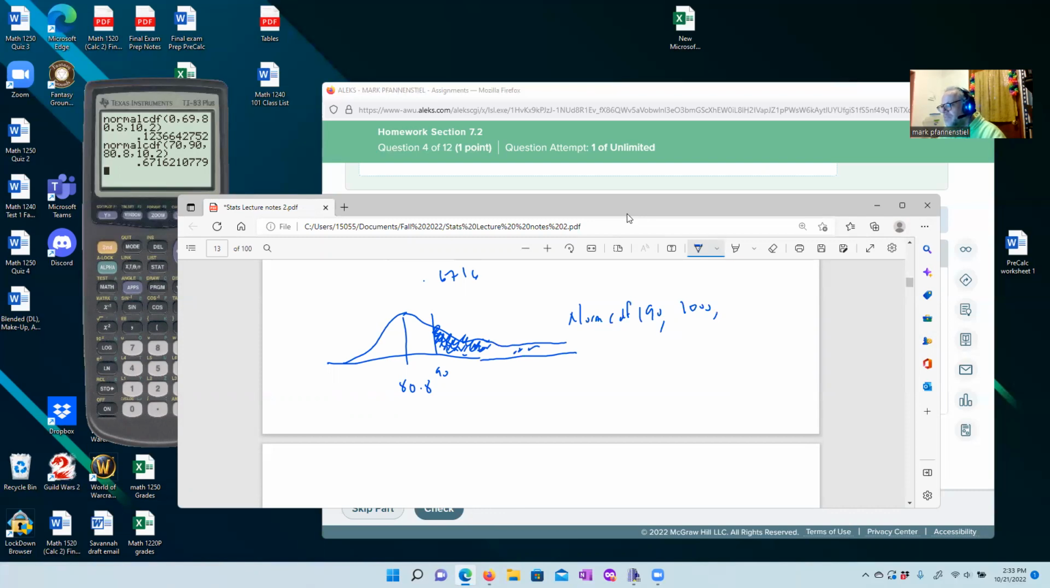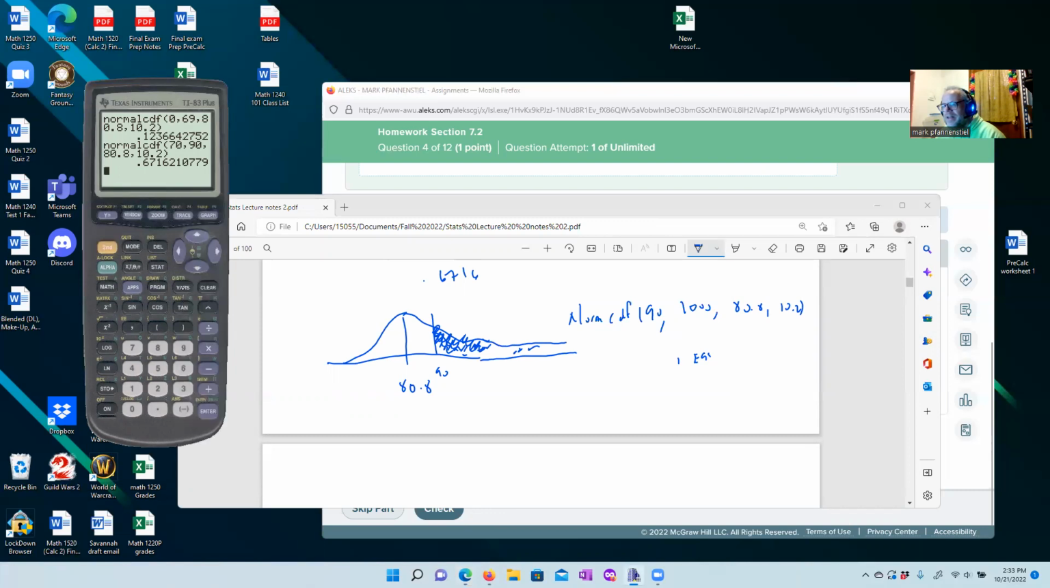The book is going to type in 1E99. That's 1 with 99 zeros next to it. We're just going to type in 1,000. We have 80.8, and then 10.2 is our standard deviation. So that's how we're going to do that. That's the proportion of women that are going to have hypertension.